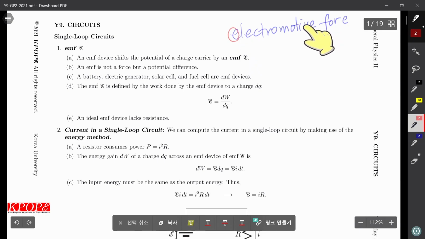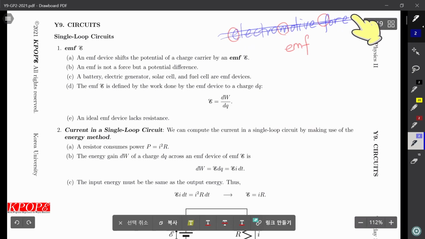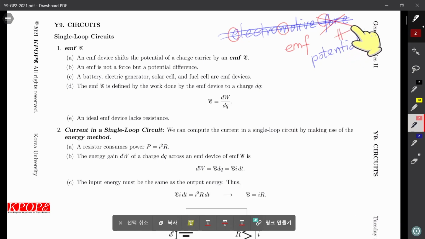So EMF. But now we use EMF instead of electromotive force. The reason is that EMF is electrostatic potential rather than force. It is not a force. Force and potential have different dimensions. So we do not use the word electromotive force anymore, and we use EMF.